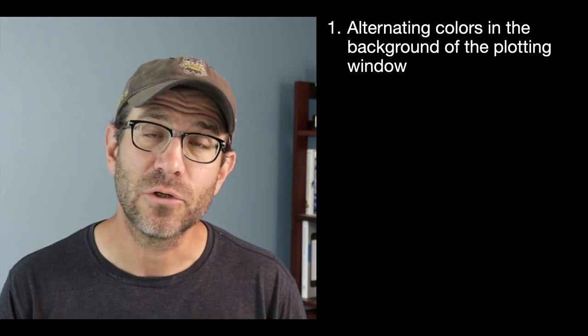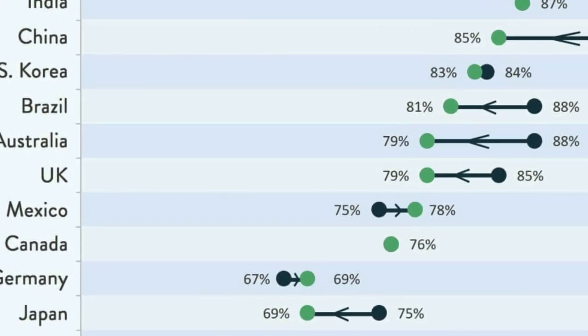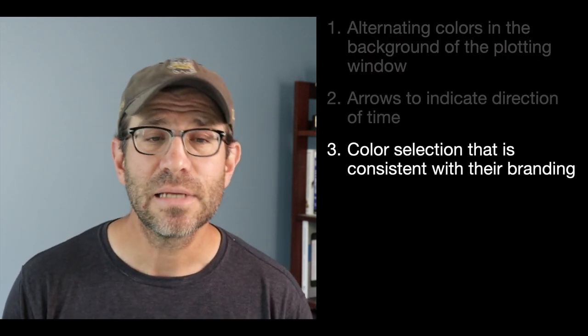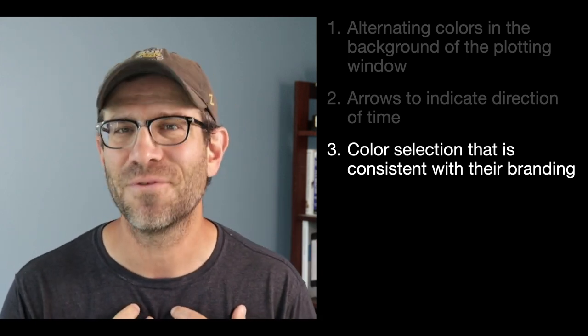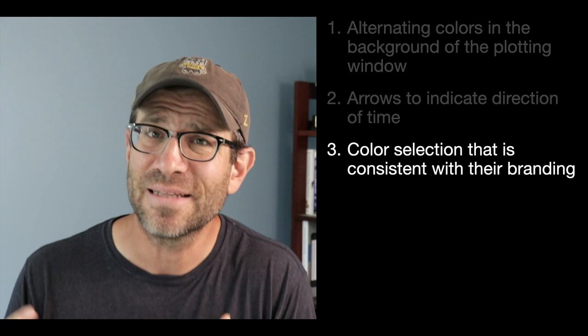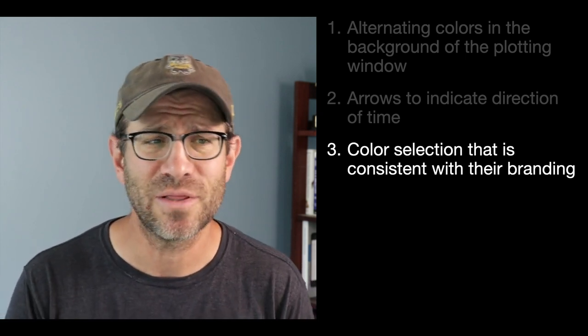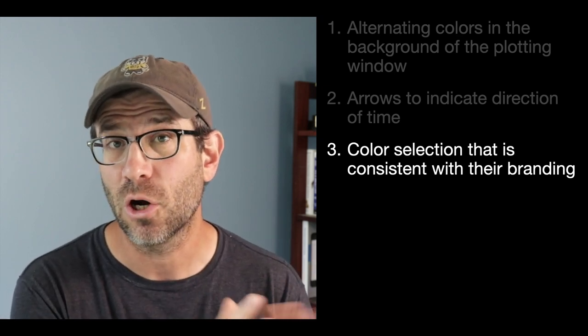What are some of the big differences that I key in on? Well, the first thing I notice is that in the chartr version, they've got alternating colors in the background within the panel. The second thing I noticed is that to help indicate the flow of time, they are using arrows. The third thing that I noticed is that they are using far more color than I ever use. If you've watched my videos, you know that I kind of reluctantly use color and don't really use color very much or very well at all. And so they certainly have a color scheme going on that will work very well with the chartr branding.